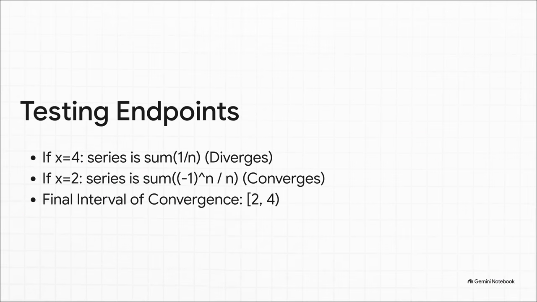If we plug x equals 4 back into our original series, we get the harmonic series, the sum of 1 over n, which is famously divergent. So 4 is out. No way. But if we plug in x equals 2, we get an alternating series, which actually converges, so 2 is safely included. That means our final interval of convergence includes 2, but strictly excludes 4. The lesson here? Always, always check your endpoints.